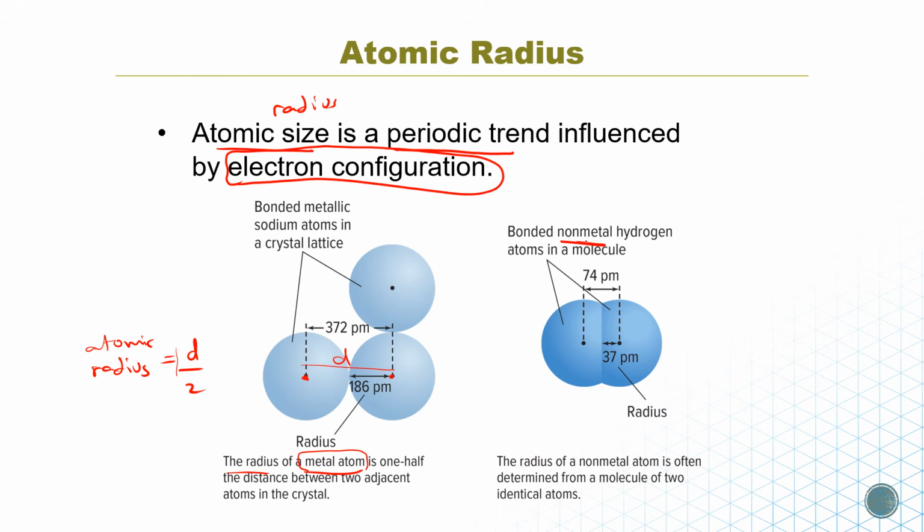Now, if we are talking about nonmetals, and we'll talk about this in Module 7, mainly Module 7, when we talk about covalent bonds. So the radius of a nonmetal atom is often determined from a molecule of two identical atoms. Okay, so it's actually the radius is the overlap, is the distance from the nucleus, دائما المسافة من النواة to the overlap or the border where the atoms overlap, okay? And we'll see this later in Module 7. So you should remember the difference between both.